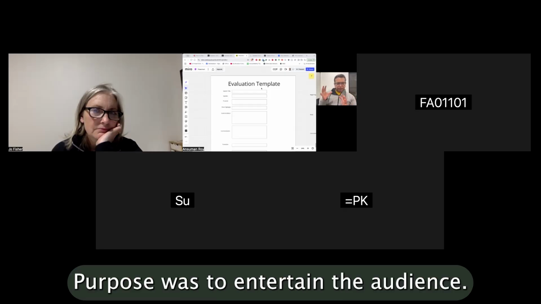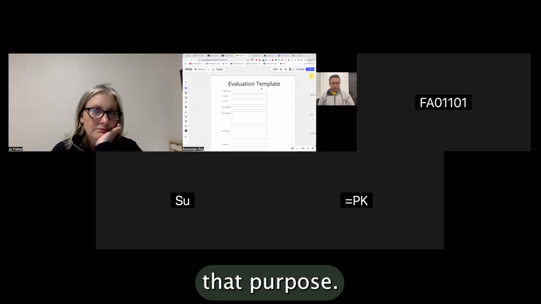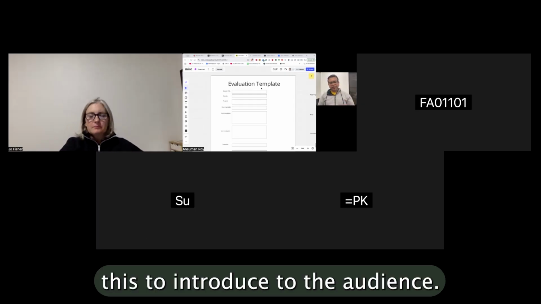Philip's speech's purpose was to entertain the audience. Now, again, if the speaker gives you a purpose, state that purpose. For example, Pathways' purpose was to icebreaker, to introduce themselves to the audience.